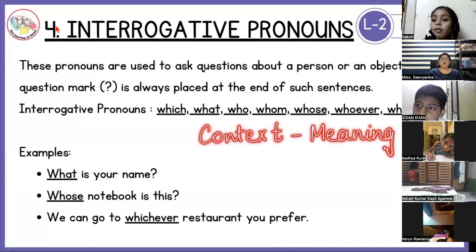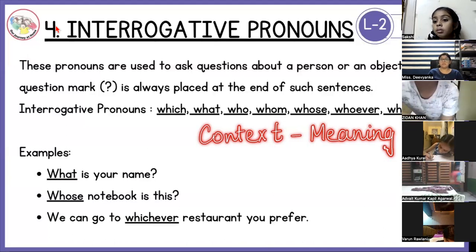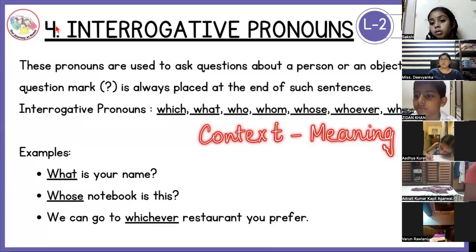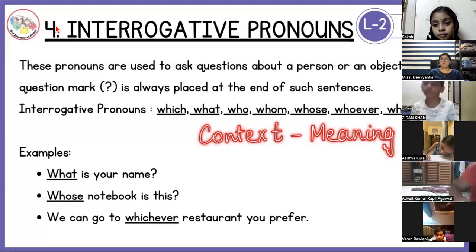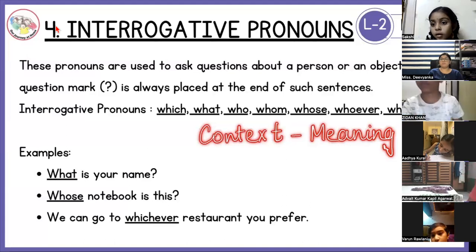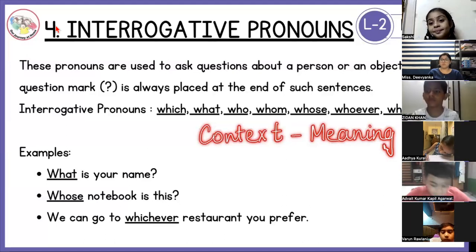Did you write this word? Context means meaning. It can be a context of a story, of just one sentence, or of a question that somebody is asking. So, as you said, you can't replace the word what in what is your name. Can you say which is your name? Whose is your name? Whom is your name? No. So, the meaning of the word what is very, very important to understand.